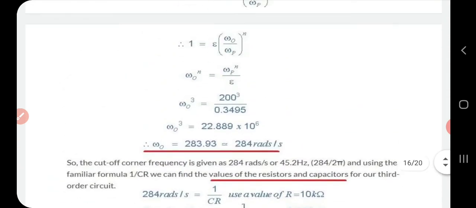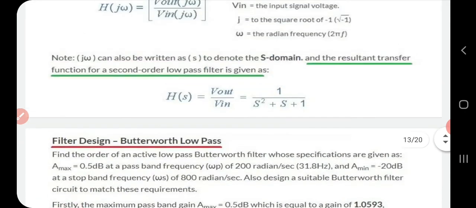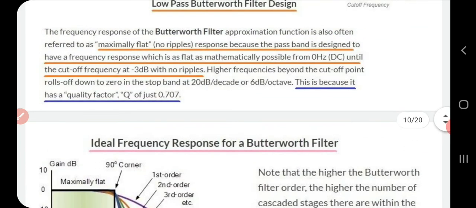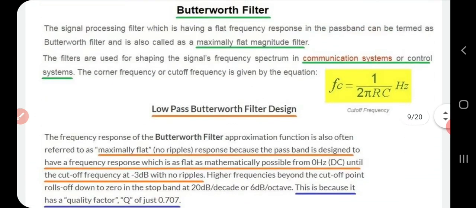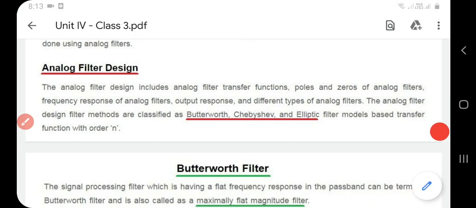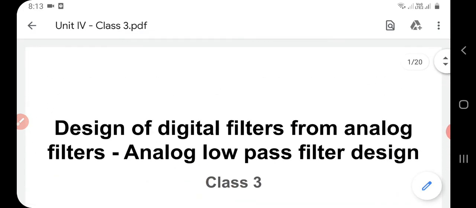Okay, that's all about low pass Butterworth filter design. All these are analog filter designs. Okay, it comes under the heading analog low pass filter design. In the next session we will learn about the next class, that is Chebyshev low pass filter design. Okay, so for today this is enough.